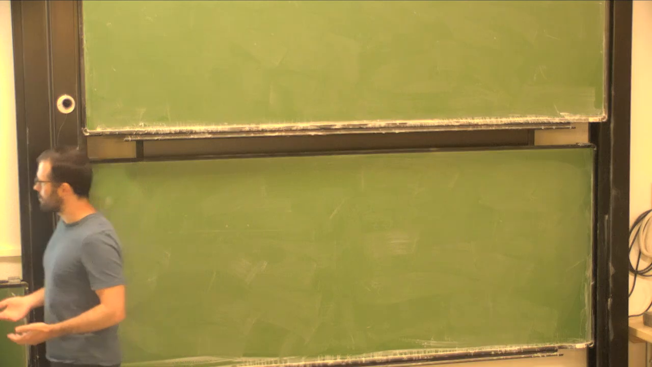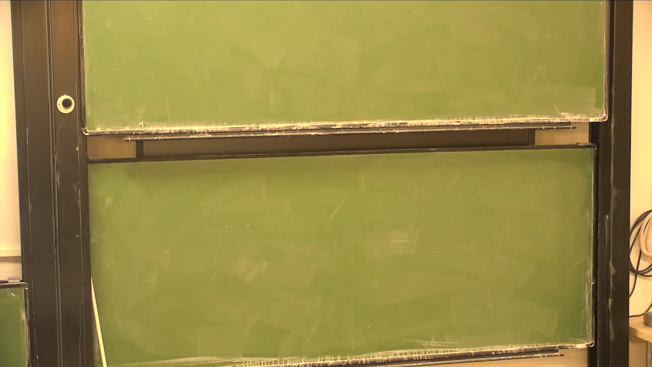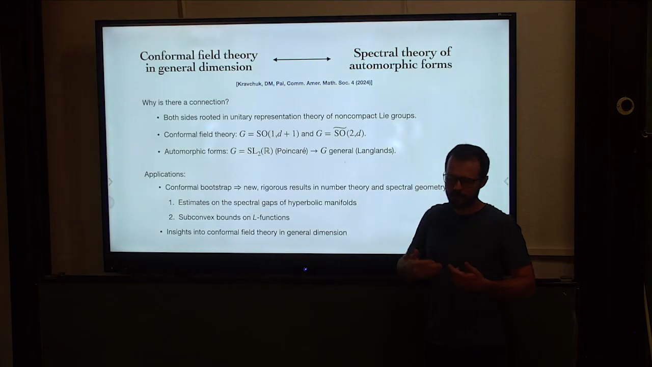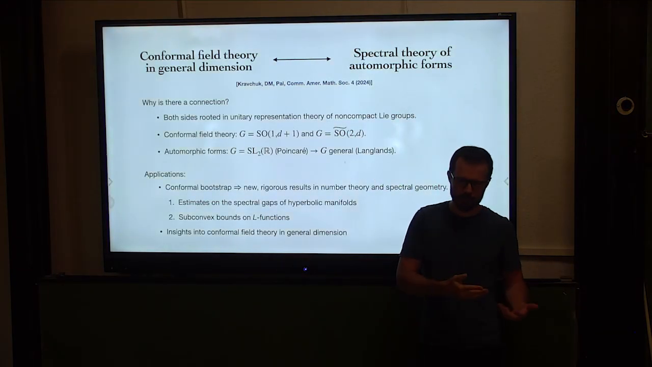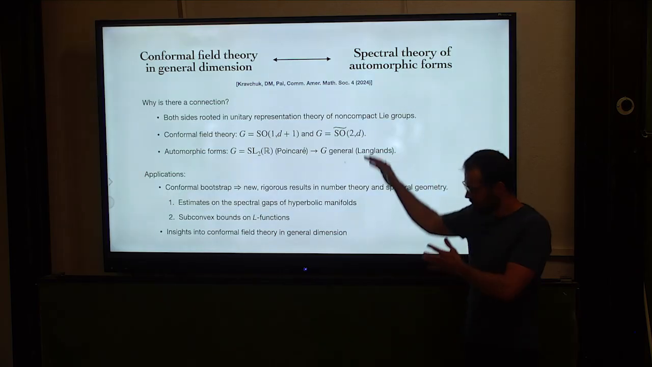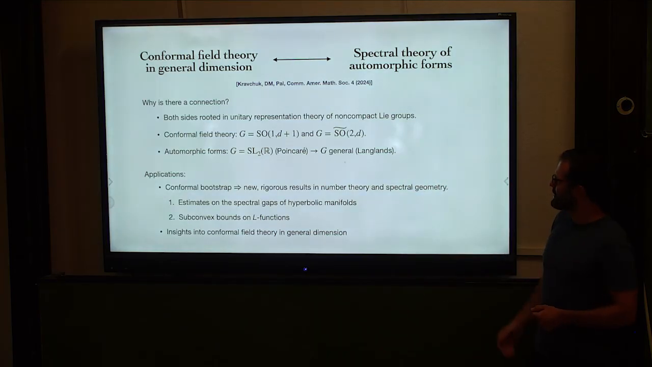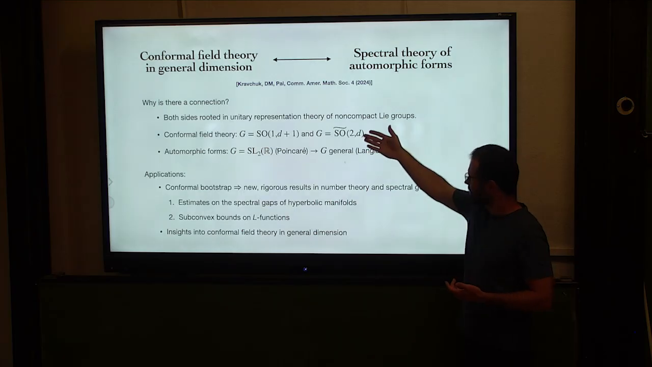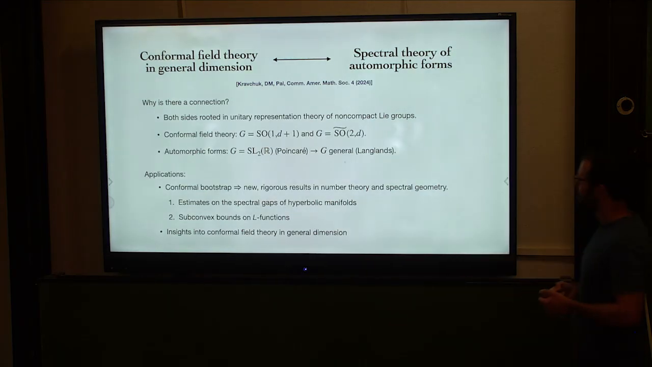So of course in two dimensions, this group is SL(2,R) times SL(2,R), and this one gets enhanced to Virasoro times Virasoro. It is in this sense that these statements generalize the two-dimensional case.